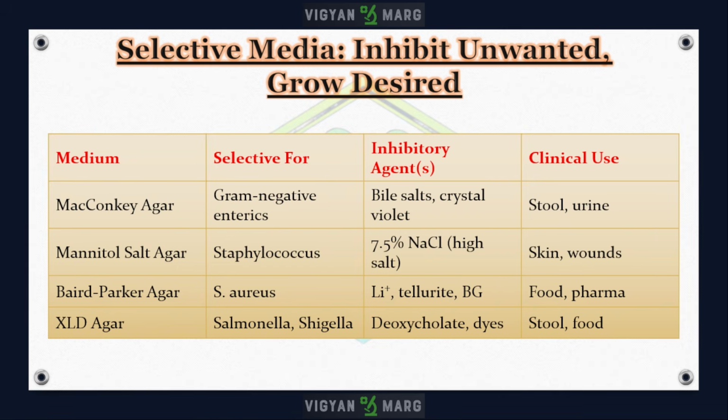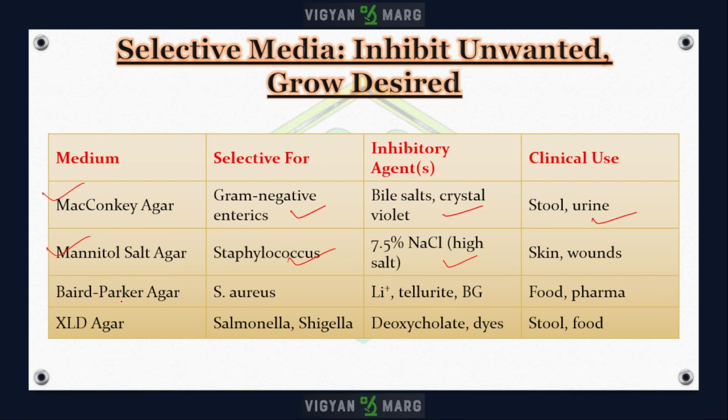Next we'll move on to the next slide. This is a summary of some selective media in a table format. For example, MacConkey agar. MacConkey agar is selective for gram negative bacteria, because bile salts and crystal violet inhibit many gram positive bacteria. It is typically used for stool and urine samples. Another is mannitol salt agar, which is selective for staphylococcus due to its very high salt concentration, like 7.5% sodium chloride. Other bacteria are inhibited, and staphylococci, which are salt tolerant, can grow.